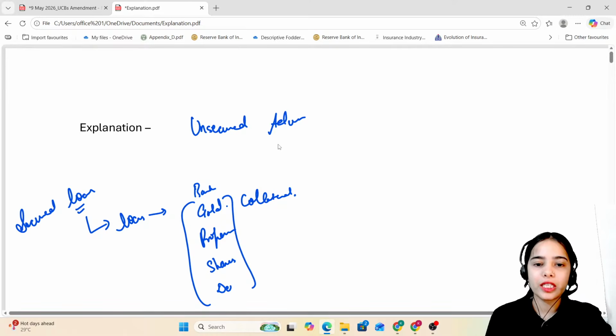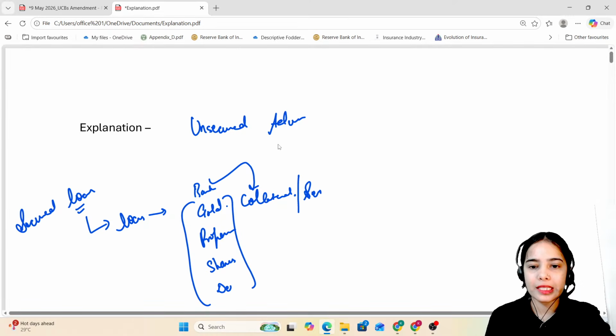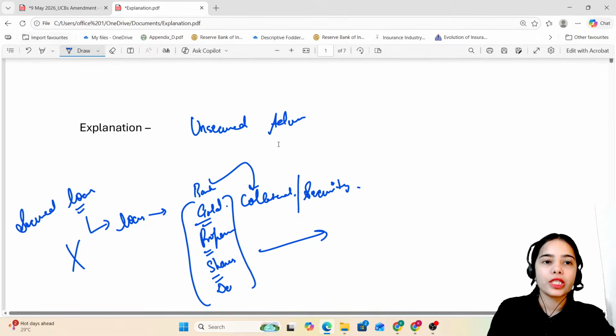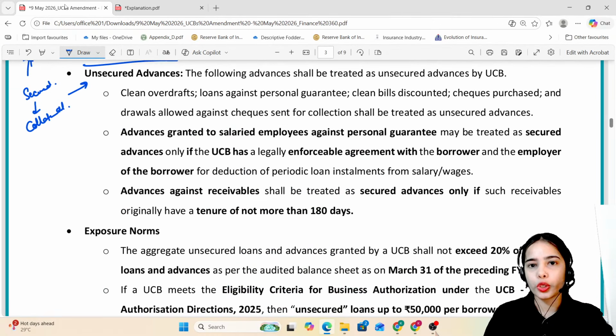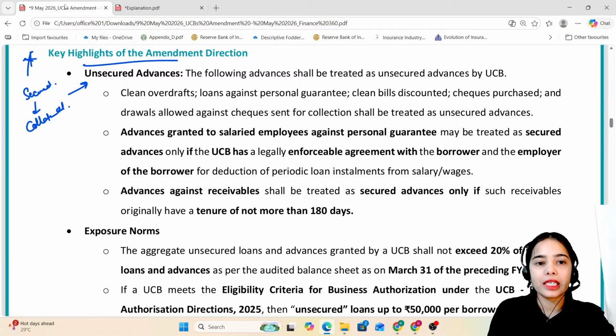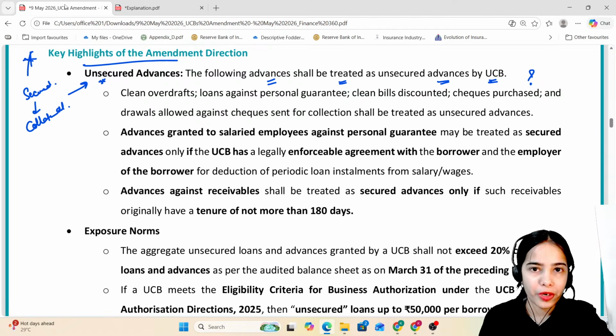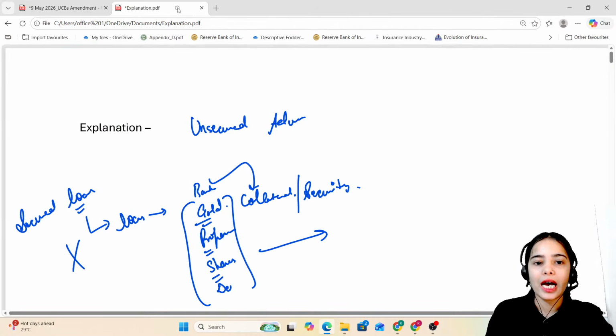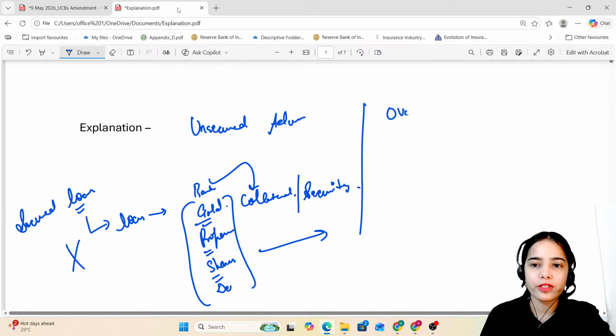When the bank takes collateral, it provides security that if you default, the bank can sell the gold, property or shares to retrieve the money. So there are secured advances backed by collateral, but there are also unsecured advances. Which loans will be treated as unsecured advances by the urban cooperative bank? Clean overdrafts. I hope you have heard about overdrafts.